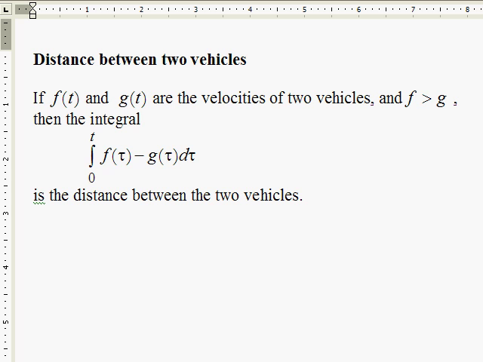Another application is looking at the profit when you're given the marginal revenue and the marginal cost. That's one of the homework problems.